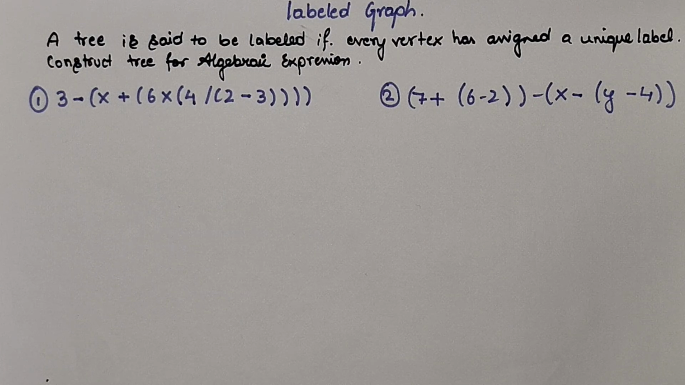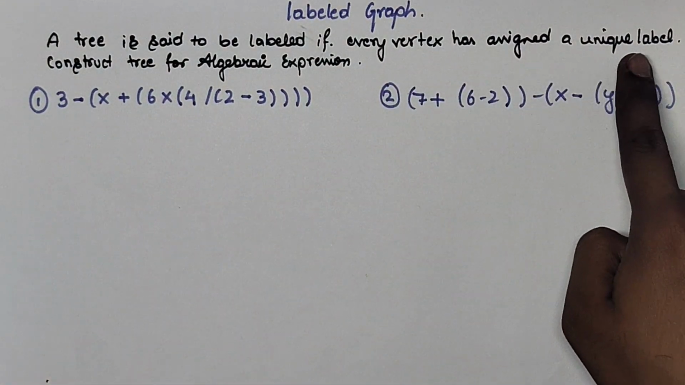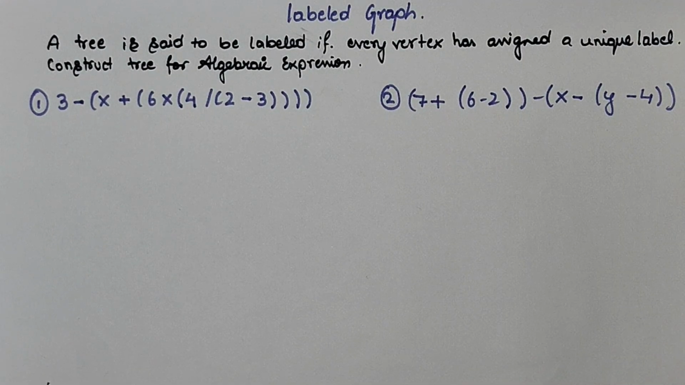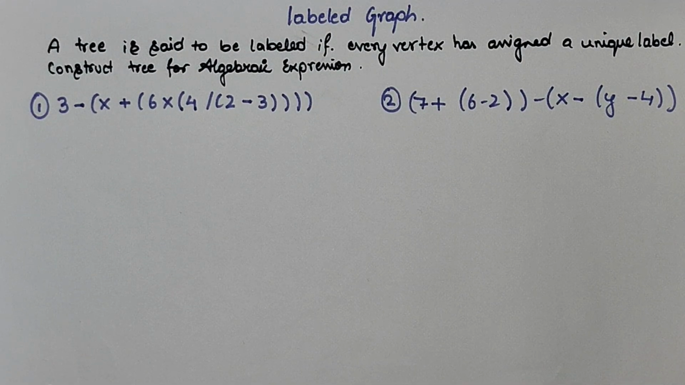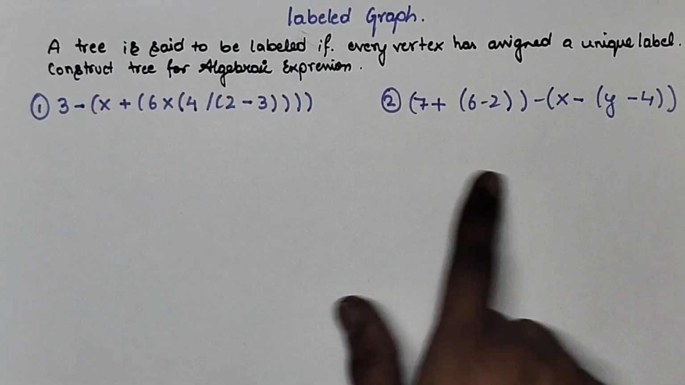Hello everyone, in this video let's discuss how to solve the labeled graph problem in graph theory. A labeled graph is a tree in which every vertex has an assigned unique label. That is, every vertex must have a unique, single assigned value. Now let's construct the tree for the given algebraic expression.